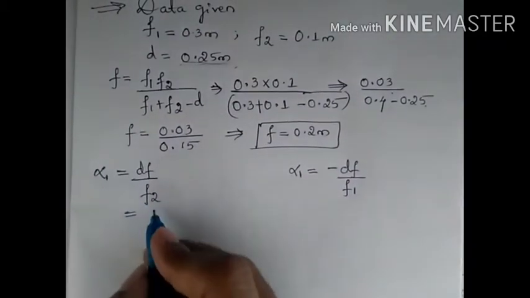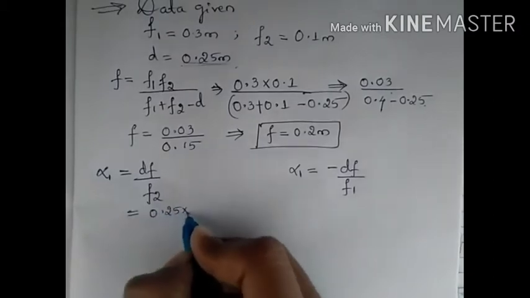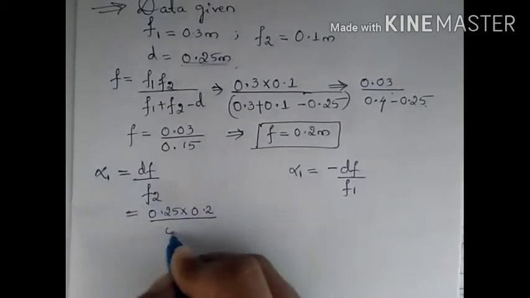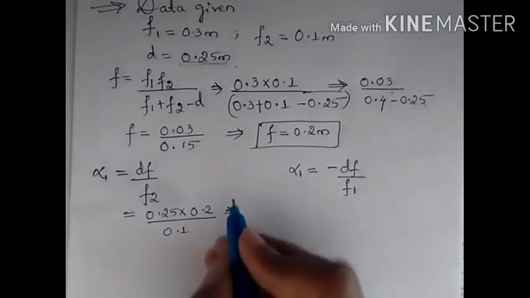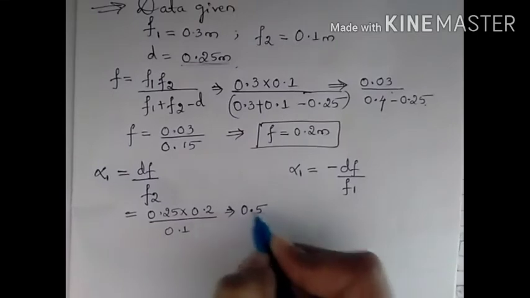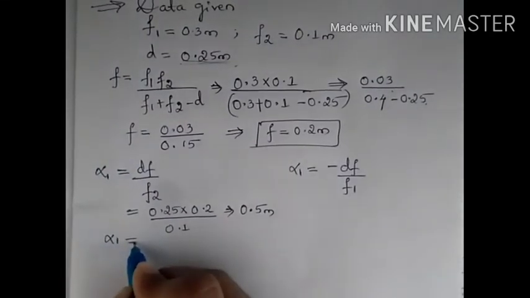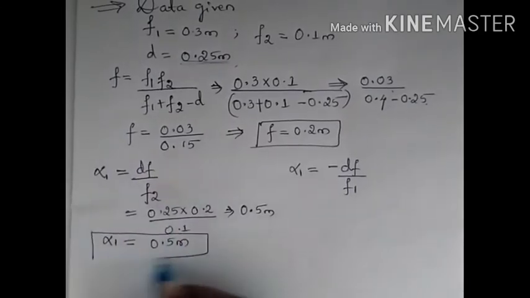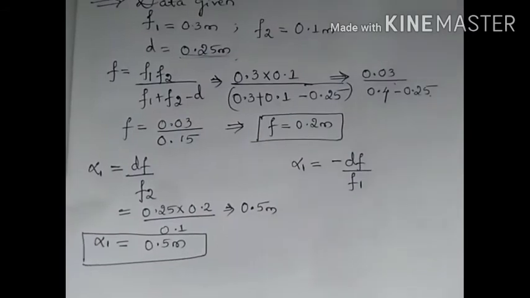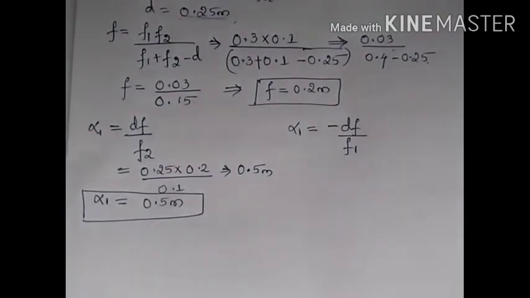So alpha 1 is equal to d, which is 0.25, multiplied by f, 0.2, divided by 0.1. That is equal to how much? So this comes around 0.5 meters. So alpha 1 is equal to 0.5 meters. So you have found the position of the first principal point.